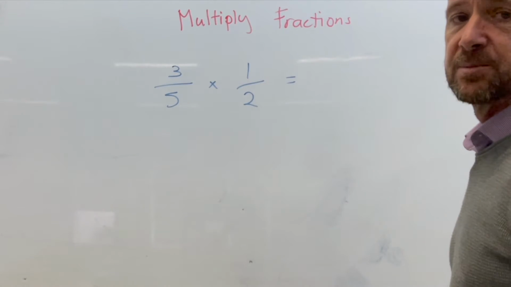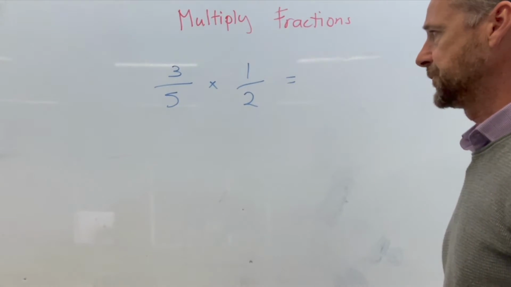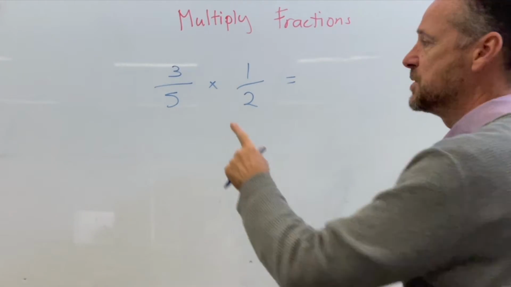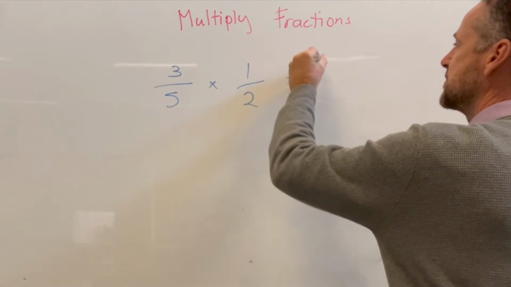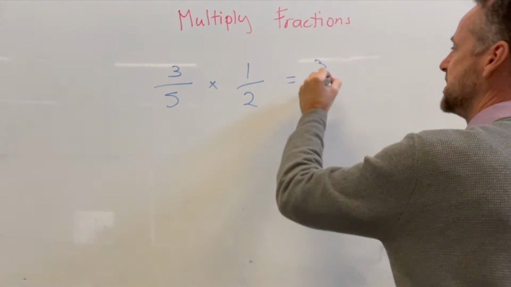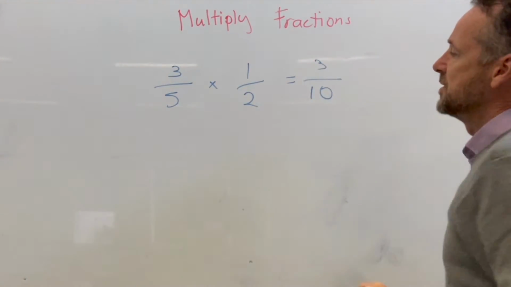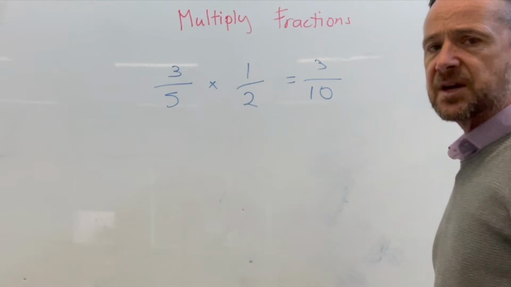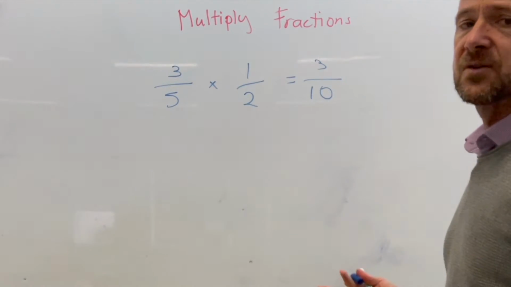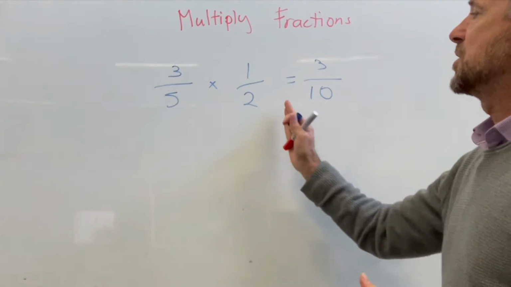Okay, let's look at multiplying fractions. So all we need to do here is multiply across the top. 3 times 1 is 3, and then 5 times 2 is 10. So the difference here with multiplying, and you'll find it with dividing as well, is that we're not looking for common denominators, we're just multiplying across.